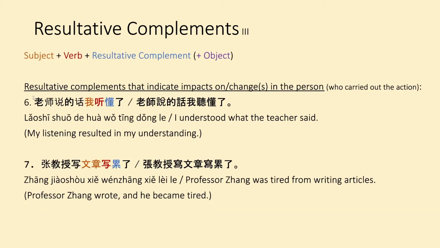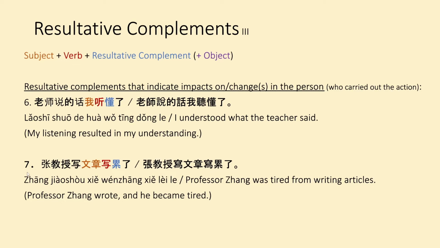The second type of resultative complements are the ones that indicate impacts on or changes in the person who carried out the action. So for example 6, 老师说的话我听懂了. I understood what the teacher said. And more literally, the translation would be, my listening resulted in my understanding.